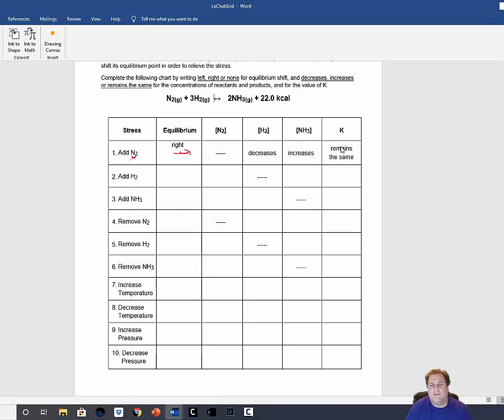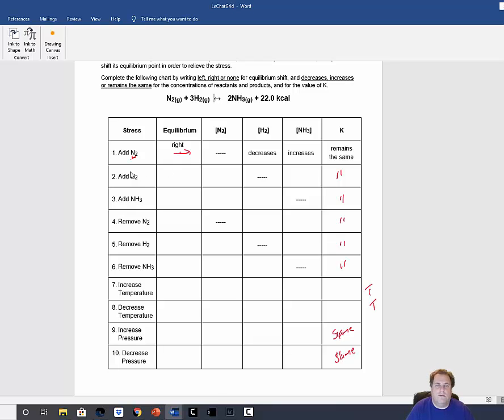K, our equilibrium constant, is going to remain the same, right? Remember, the only time K changes is if the temperature changes. So actually, we can answer that right now. This is going to remain the same in all of these, except for number 7 and 8. Same, same, same. Okay? So only when temperature changes, which we have in 7 and 8, will K ever change.